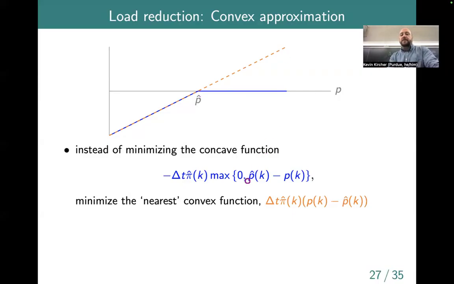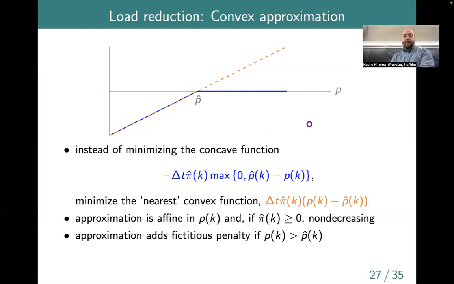So basically, all that amounts to mathematically is just deleting the max here and just saying we want to minimize this thing. This is, again, introducing a sort of fictitious penalty. But that's okay. We really don't want to be over-consuming during these terrible hours anyway. So the approximation here is an affine function of the power. That's cool. We can plug that directly into our optimization. And in general, it will be a non-decreasing function.